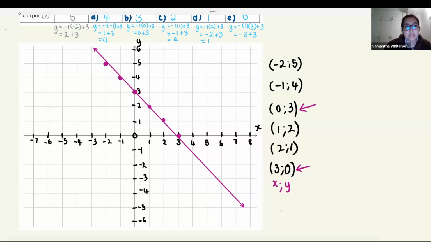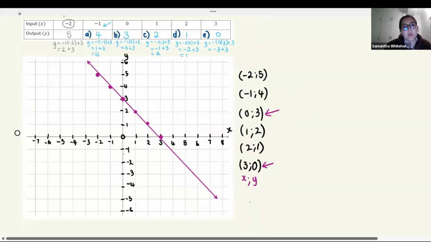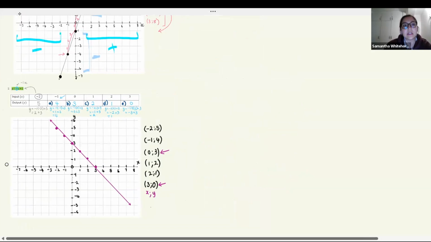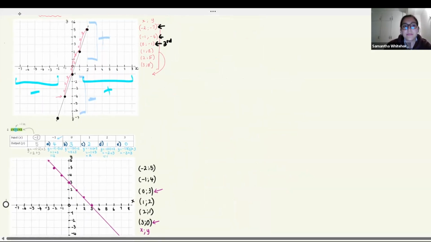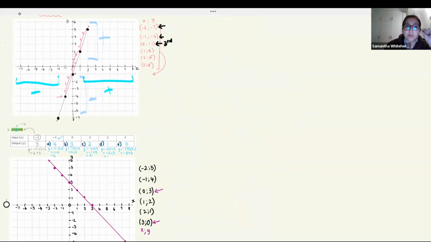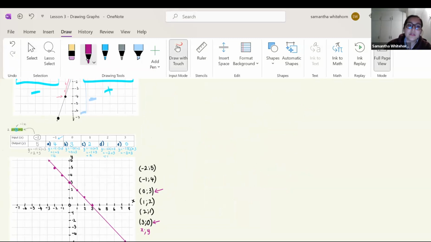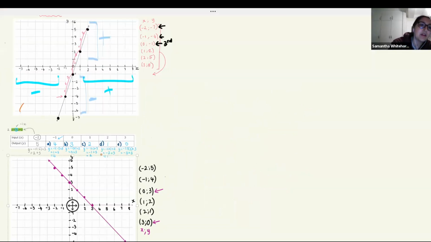What I want you to see is that the graph we drew in example A and the graph we've just drawn in example B are different from each other. Yes, they're both straight lines, but they are different. What we see in the first example is that my graph was increasing from left to right. But what I now see in example B is that my graph is decreasing from left to right. And there's a reason for that.